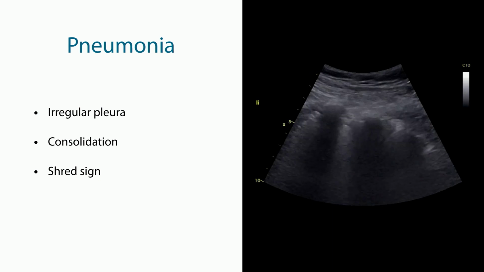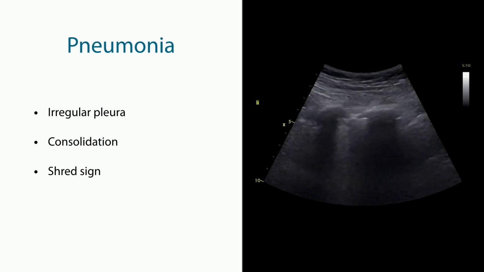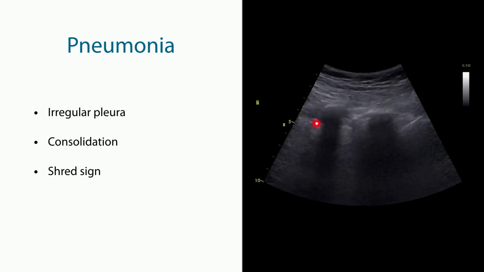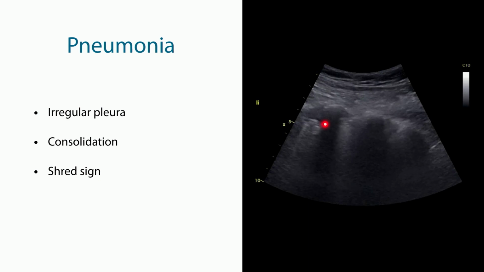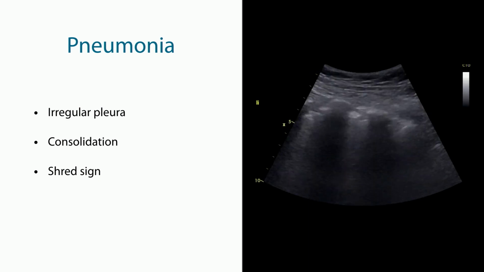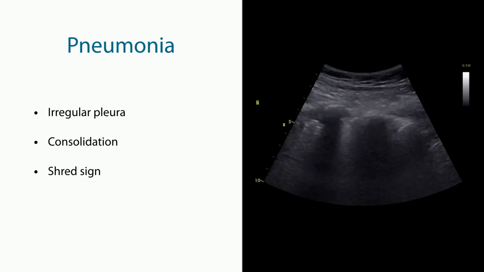Pneumonias can present in lung ultrasound. Just see like this, a very irregular pleura. And this is a small consolidation area as well over here and over here. This is a so-called shred sign. So the lung seems like there is something torn out.